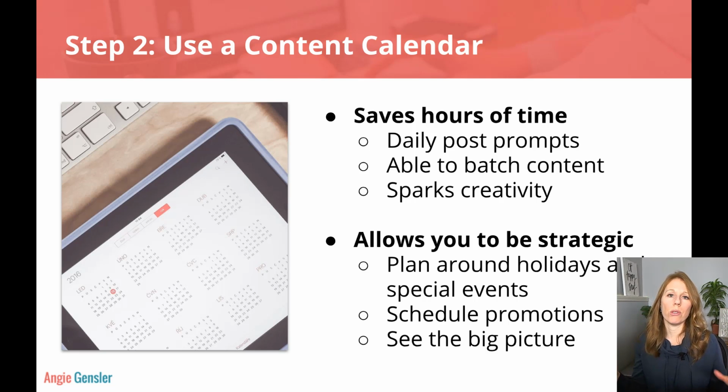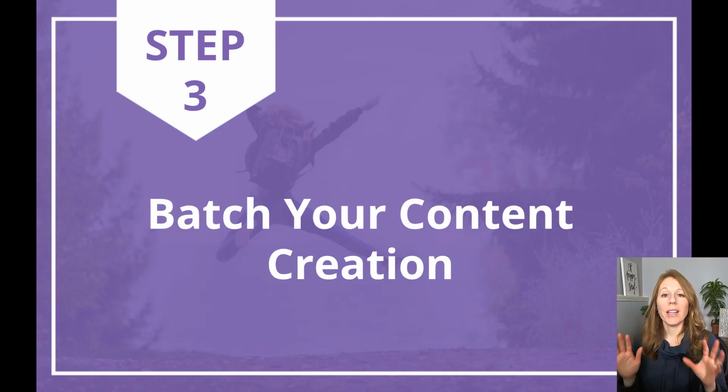And it really allows you to see the big picture. You can step back a month at a time, 3 months at a time, and see the big picture for what you're trying to create with your business and what value you want to be able to provide your audience. Let's move on to step number 3, and that is to batch your content creation.